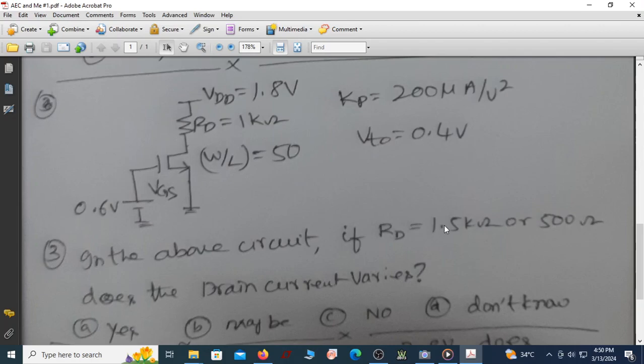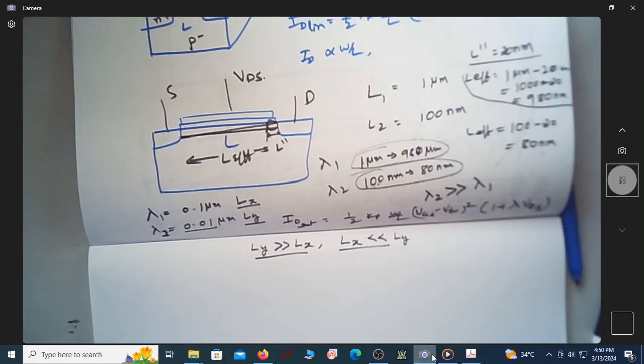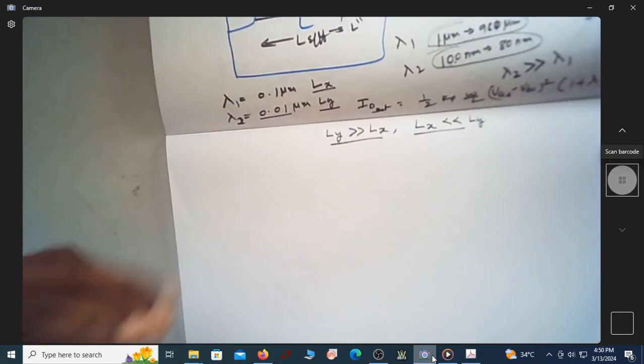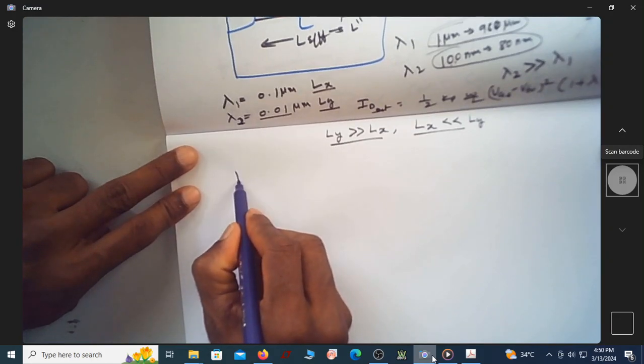So for that, let us rewrite the circuit and try to find out the region of operation of the MOSFET. Meaning, if the MOSFET operates in saturation region for all three values of RD, then ID will not change. Suppose the transistor enters linear region for a larger value of RD, then the current will change. So let me just write the circuit here. This is the circuit that I have.